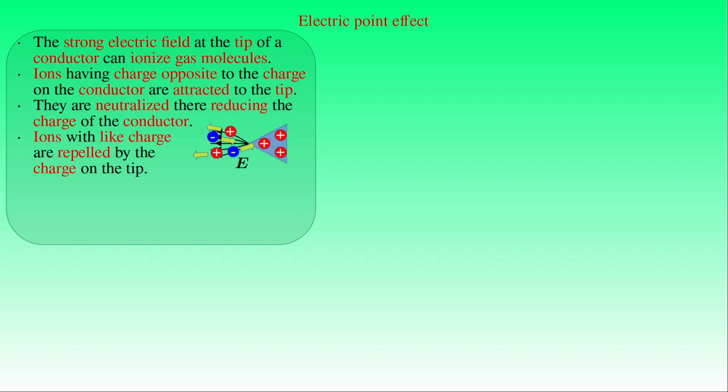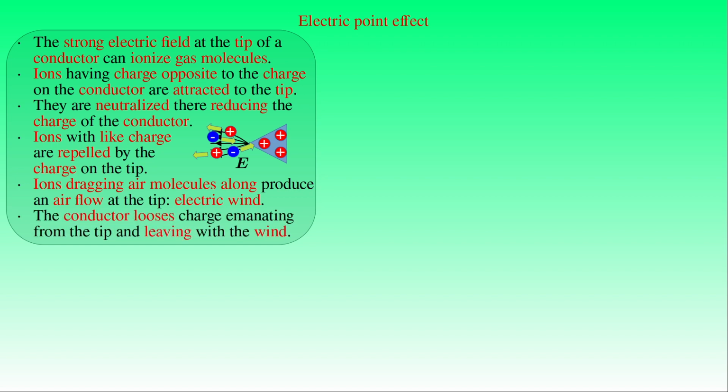These ions drag the neutral gas molecules along and together produce a detectable motion, that is, an air flow around the tip of the charged conductor, known as electric wind. As a result, the conductor loses charge since charges emanate from the tip and exit with the electric wind. This phenomenon is called electric point effect. In order to demonstrate the electric point effect, we present the following experiments.